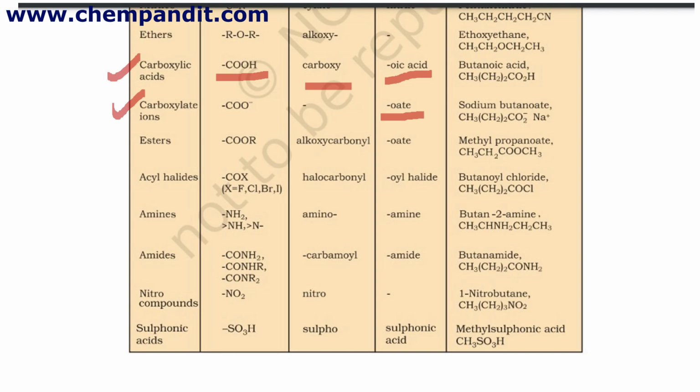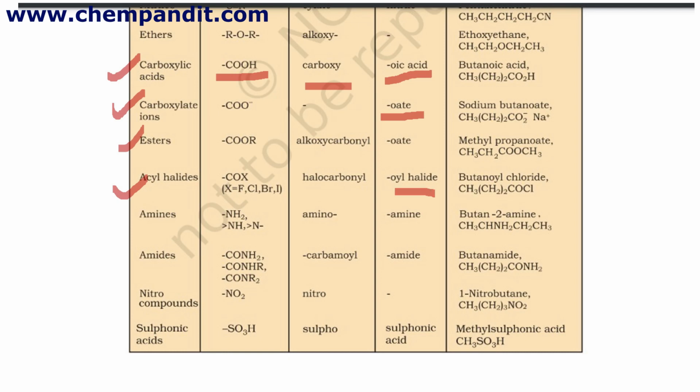Then the next class of compound is esters. And we know COOR are esters. Basically, the COO group is the ester group. Then the prefix written is alkoxycarbonyl. The suffix used is oate. Then the next group is acyl halides, which are written as COX. Now, in this COX, the X is, of course, the halide group. It can be fluorine, chlorine, bromine, or iodine. The prefix used is halocarbonyl, or when used as a suffix, the suffix is oyl halide.